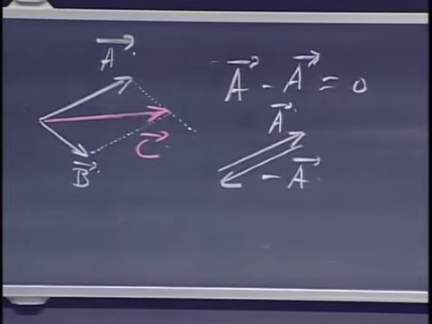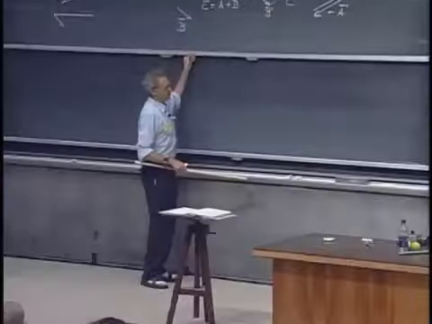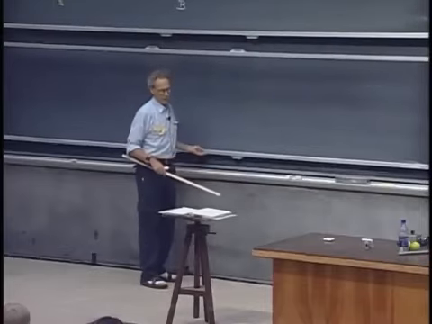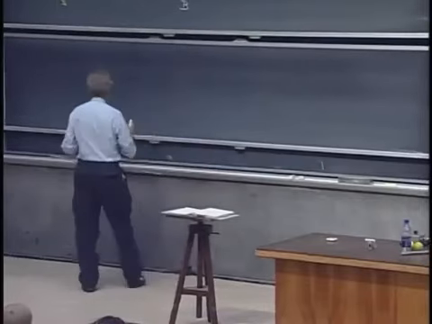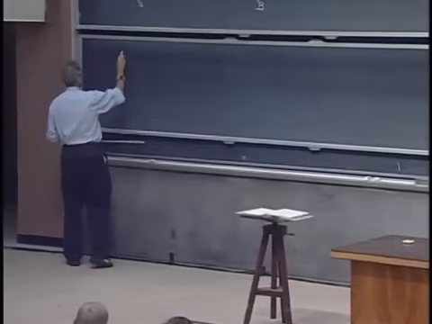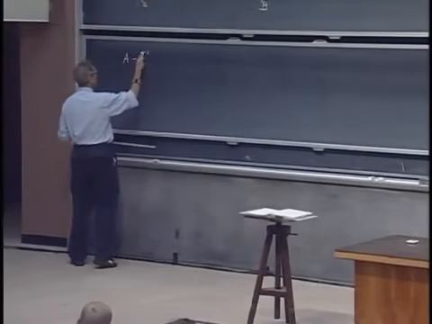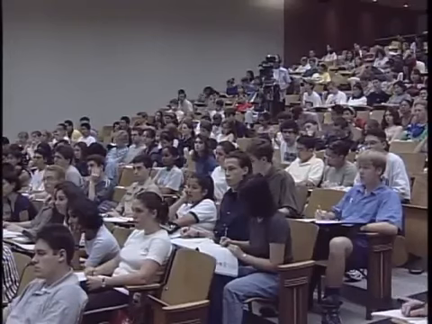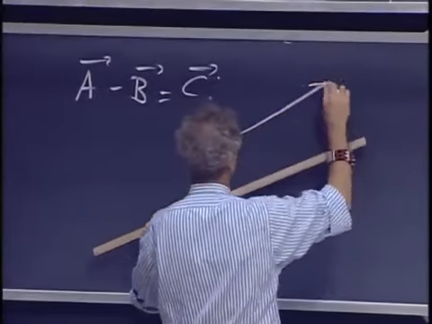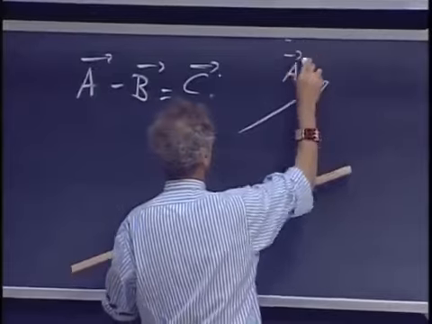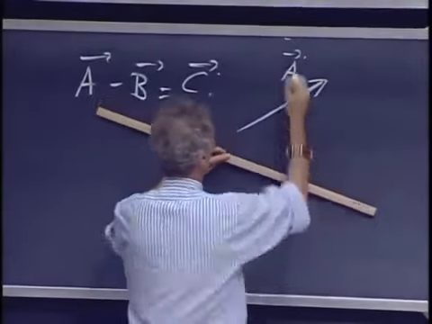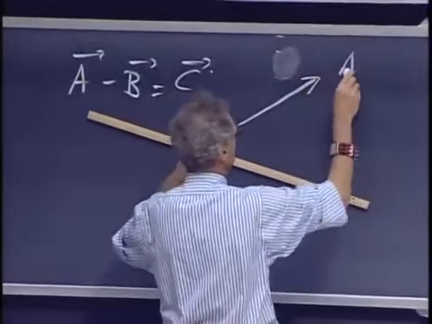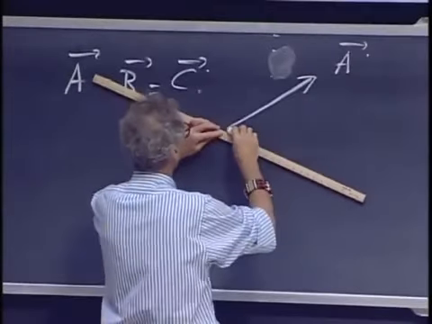And that brings us to the point of subtraction of vectors. How do we subtract vectors? So A minus B equals C. Here we have vector A, and let me write this down here, and here we have vector B.